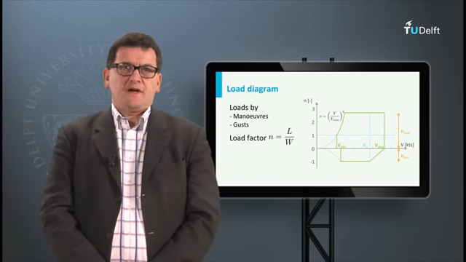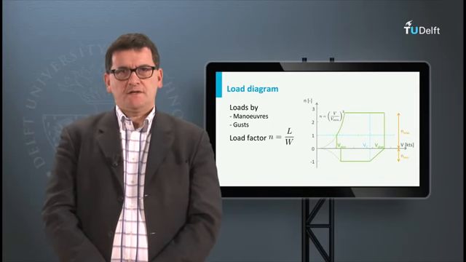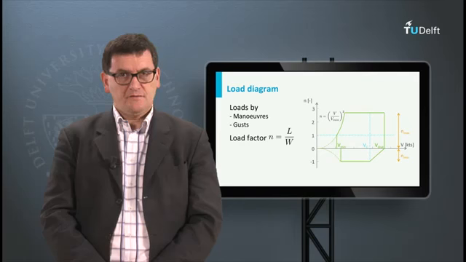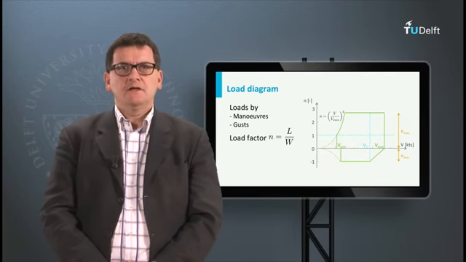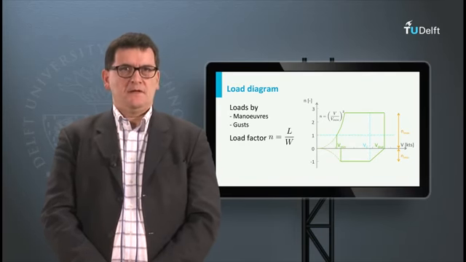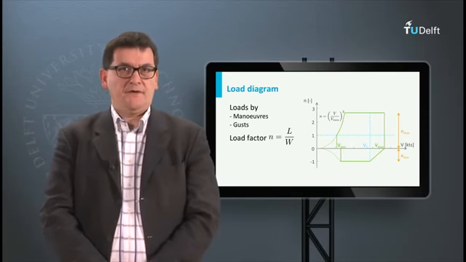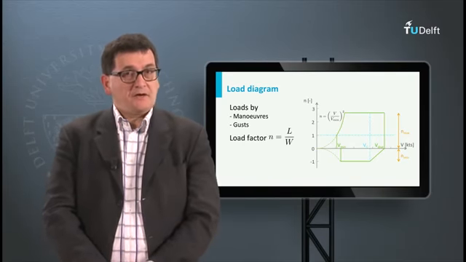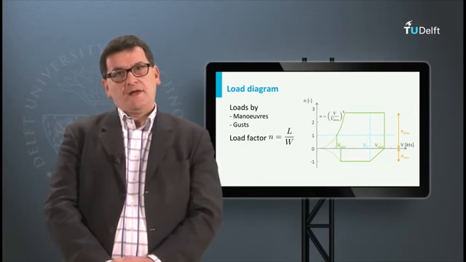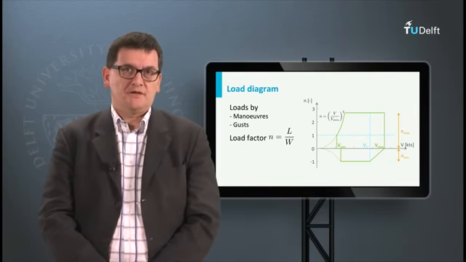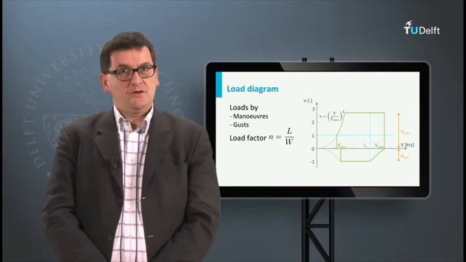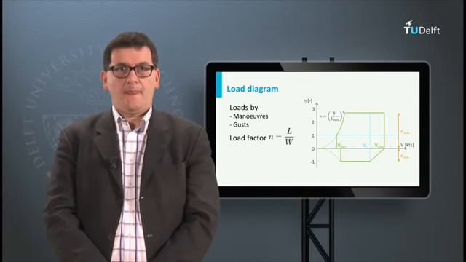The load factor is defined as the ratio of lift over weight. In a steady horizontal flight, for example cruise flight, the ratio is 1. See the horizontal dotted line in the figure. If the aircraft makes a maneuver by pulling up or by making a turn, the lift will be larger than the weight, and the ratio will be larger than 1.